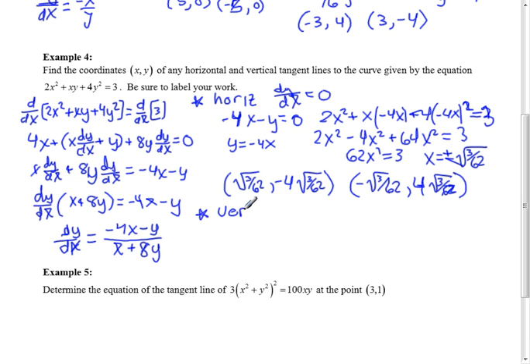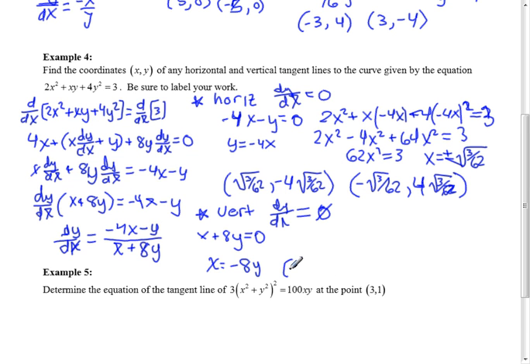Vertical, we know that our derivative has to be undefined. So we're doing a similar kind of thing, except we're starting with x plus 8y. We want the denominator in this case to be equal to 0. Alright, solving this, we get x equals negative 8y. Plug that into our original function, just like we did before, and you guys go ahead and do that.